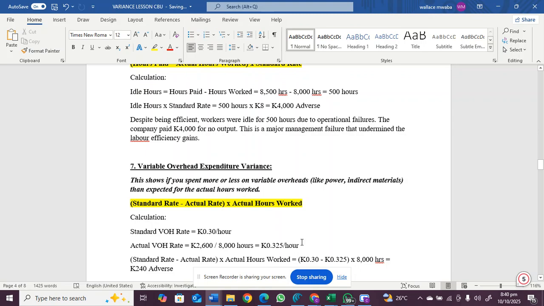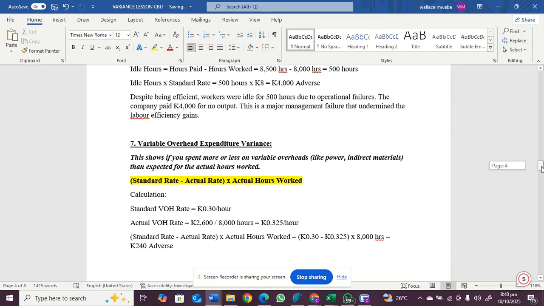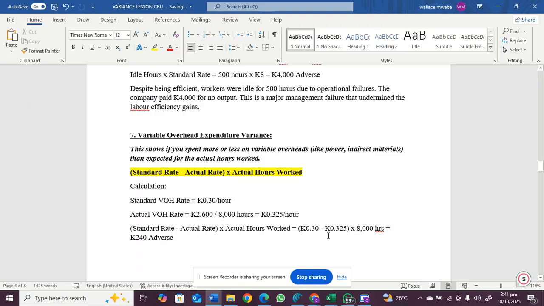So the rate we paid was more. We say standard rate 0.3 minus 0.325, you get a negative number, negative 0.025, and multiplied by 8,000, you get negative 240. So we paid more.